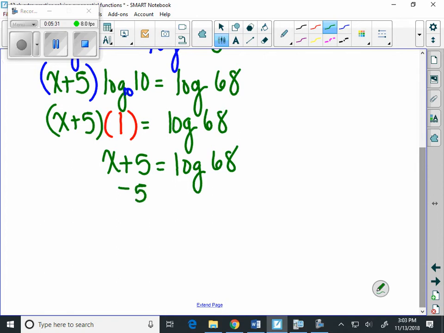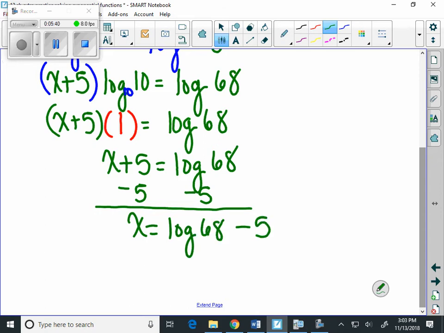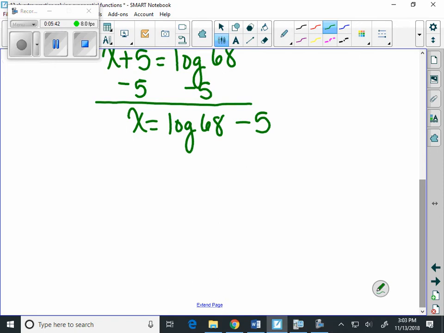And now we are one more step from our exact answer. We're going to subtract 5 from both sides. We get x equals log 68 minus 5. Remember that 68 is attached to the logarithm, so we can't subtract 5 from that number, 68. If it helps, put in a parentheses around there.